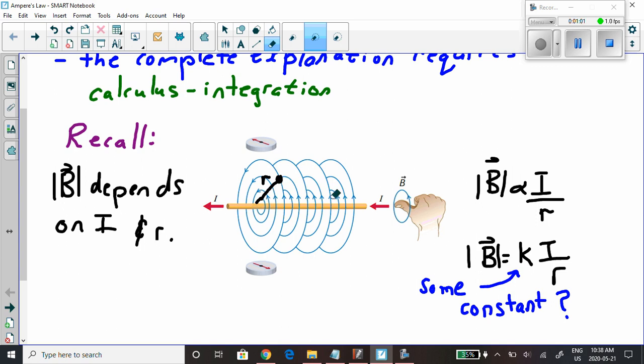The actual strength of the magnetic field, the magnitude of it, depends on how much current is in the wire and how far you are from it. This is a proportionality sign. If you want to change it to an equation, the strength of the magnetic field, its magnitude, is equal to some constant K times the current divided by how far away you are from the wire. Now you shouldn't be afraid of this constant, that eventually we're going to have to figure out what it is, because you've seen other constants, right? Big G for the universal gravitational constant, K for the electrostatic constant. So you've seen it before. We just got to figure out what it is. And that's where Ampere's law comes into play.